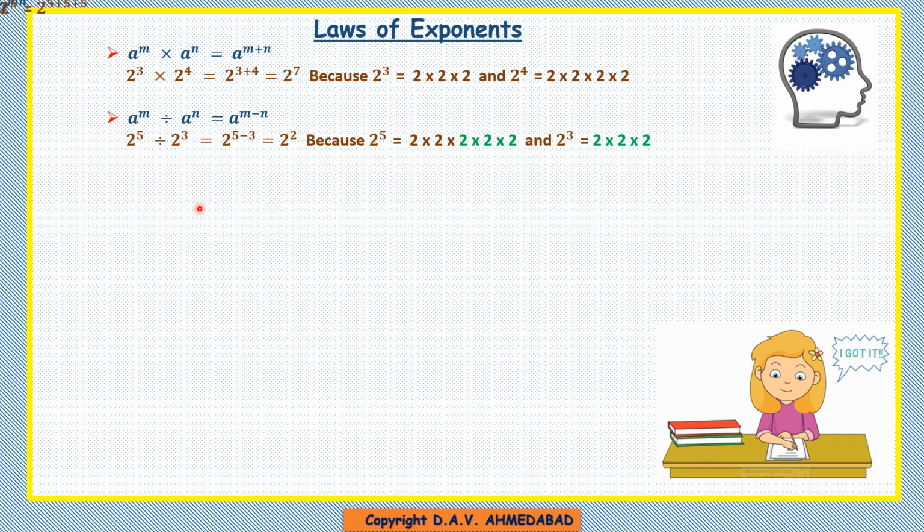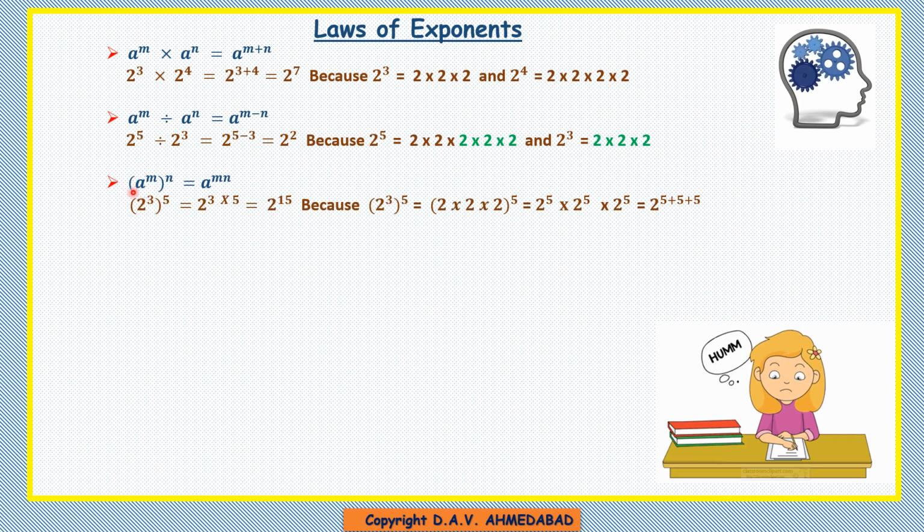Understood, children? Next is (a^m)^n equals a^(m×n). Right? So now why we are having this law? Because if we are having 2 cube and whole raised to the power 5, right? So 2 cube means 2 into 2 into 2 and whole raised to the power 5.